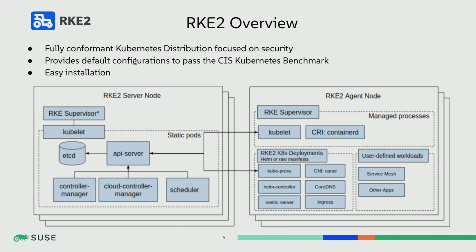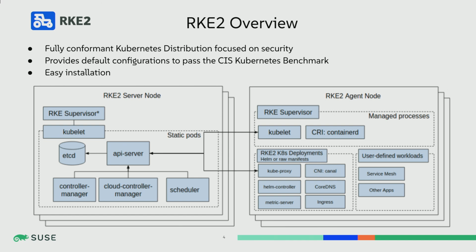In addition to that, RKE2 also encrypts your etcd database at rest. So your secrets, for example, that you deploy in Kubernetes are encrypted by default. Also, RKE2 provides you an easy installation. So through the installation script, you download the binary, install it in your operating system, and you have your Kubernetes cluster ready to run.